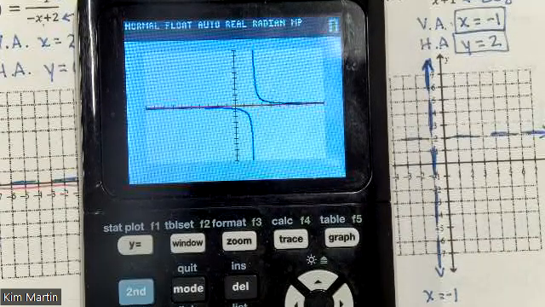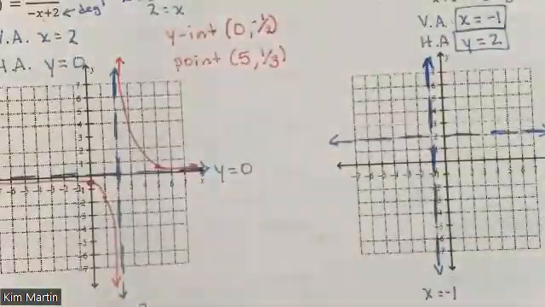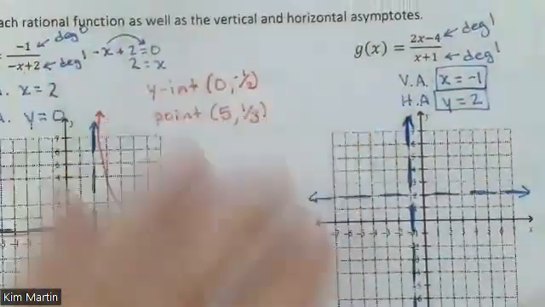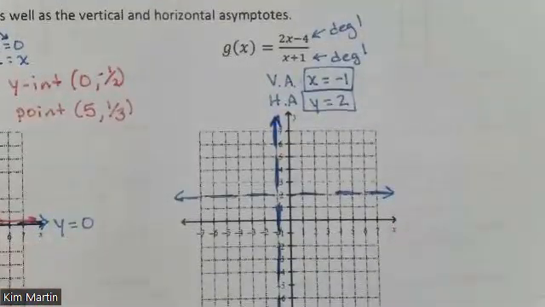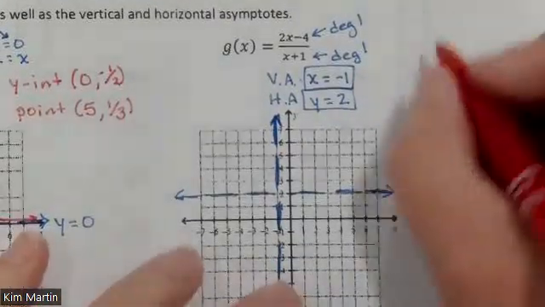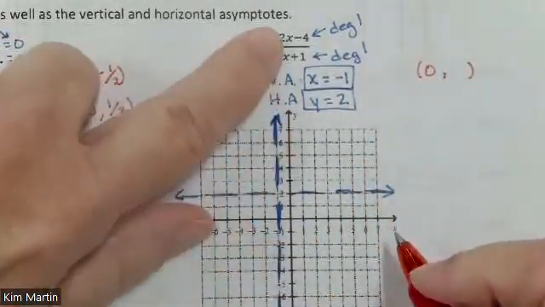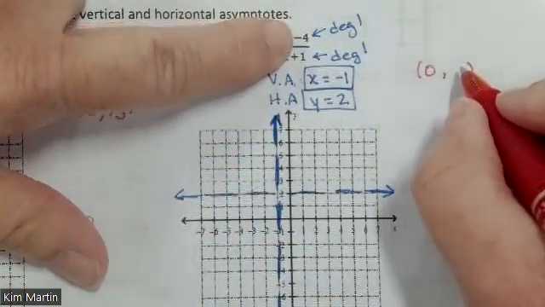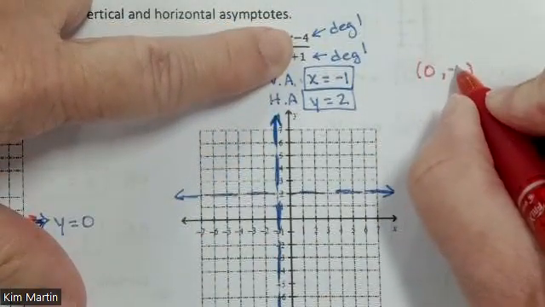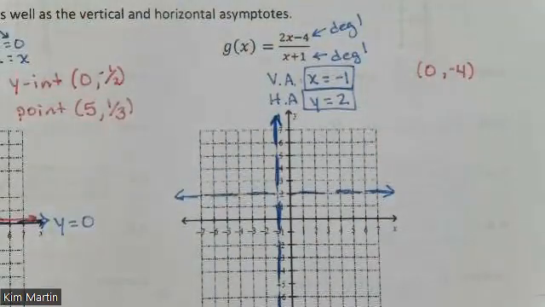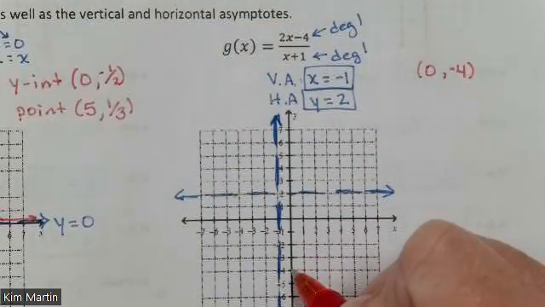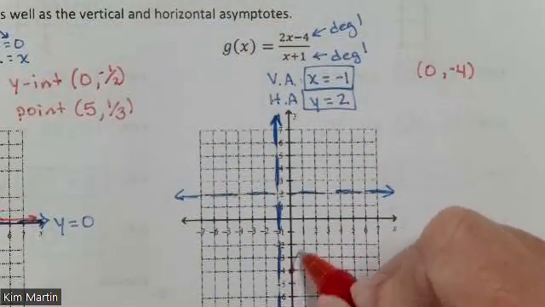Okay, let's go to this next one. Again, you can use your calculator on here, but you do not have to, because I'm going to find my y-intercept by plugging 0 in for x. I'm going to get -4 over 1, which is -4. 0, -4 is right here. I know it's going to go like this.